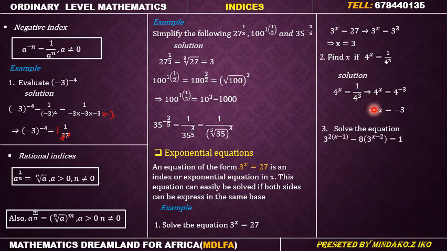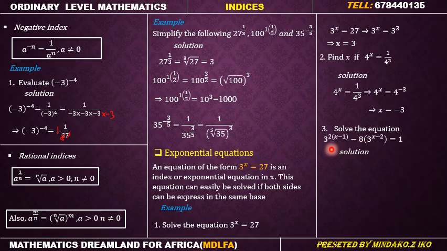All right, we have number 3 there. Solve the equation 3 power 2 multiplied by x minus 1, minus 8 multiplied by 3 power x minus 2, which is equal to 1. This is very important. In fact, most questions in the GCE ordinary level on indices are set this way. Let's look at it step by step.